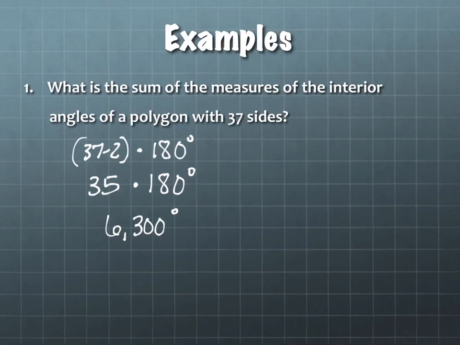The other thing that you can be asked, and we will look more at this next time, is if this shape had all the angles equal, what does that mean an angle measure is actually worth in this 37-sided shape? We can take that 6,300 and divide by the number of angles, 37, and we could find that value, and we will pick up there next time.